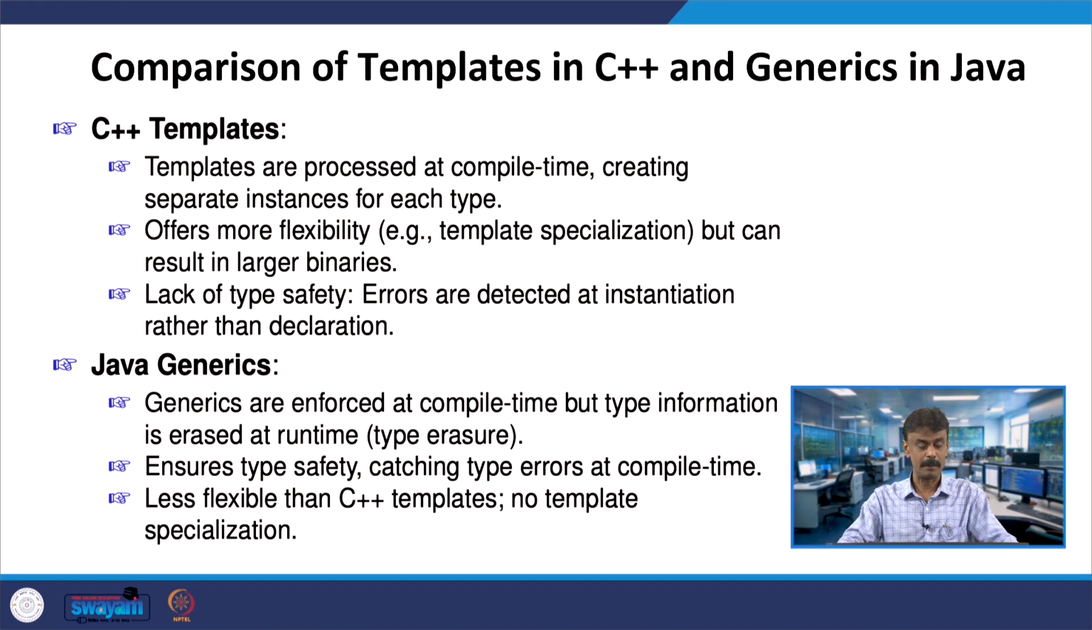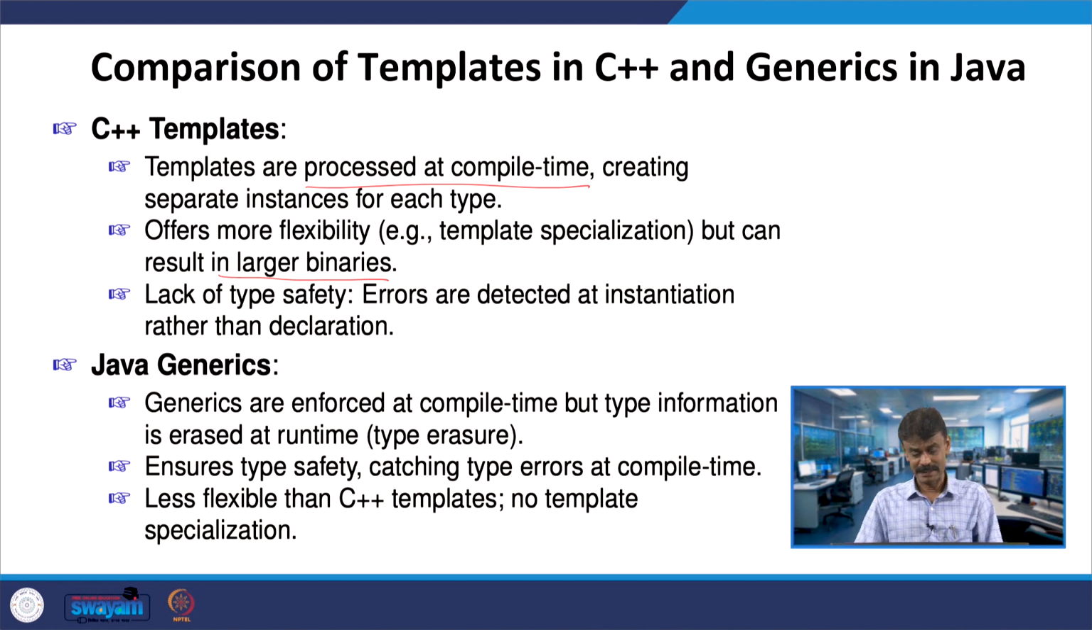In C++ we have templates, and in the case of Java you call it generics. Templates are processed at compile time, which creates separate instances for all the types, whether you are using integer, double or character. We can do that whether it is a class or a method, and we have seen a lot of flexibility, in particular serializability and so on. The only difficulty is that it will create larger binaries.